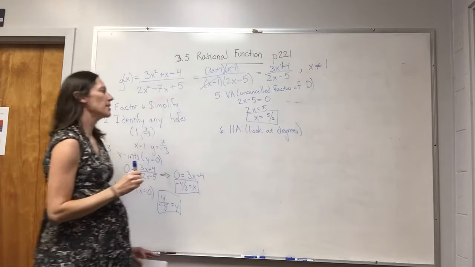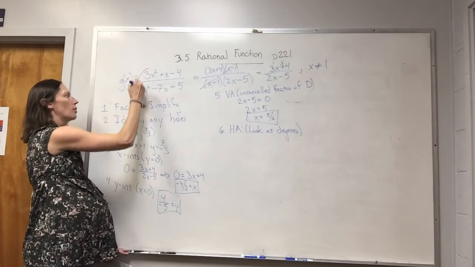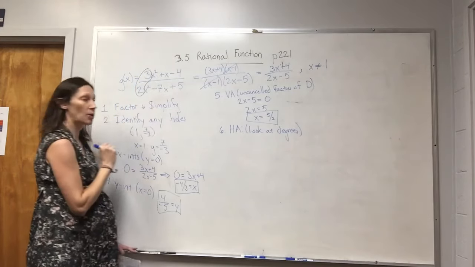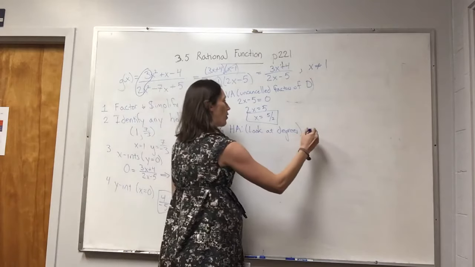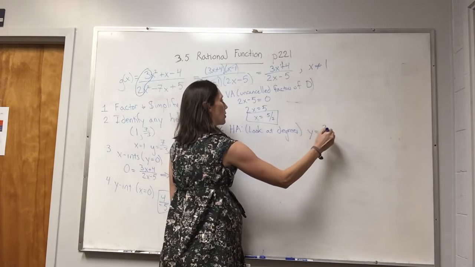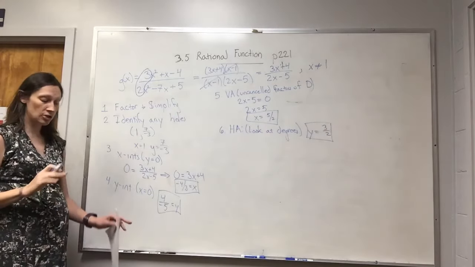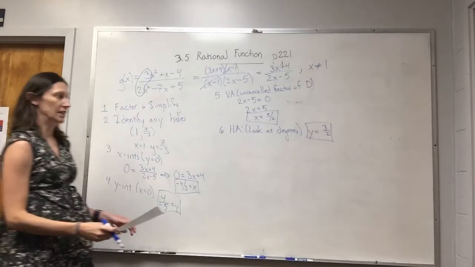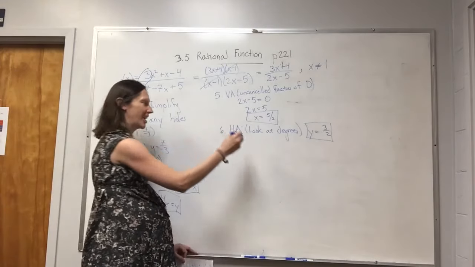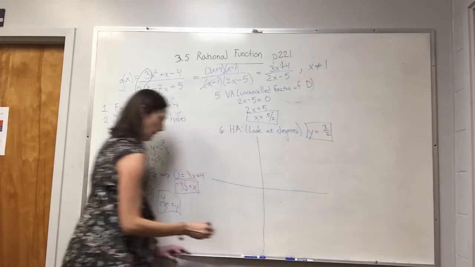Okay, well, I'm in the case where the degrees are equal, 2 and 2. So I take the ratio of the leading coefficients, and I get a horizontal asymptote that is y equals 3 halves. Okay, a lot of information that we're going to use to construct the graph. There is going to be a step 7, which we don't always need. So let me show you where we're at right now.